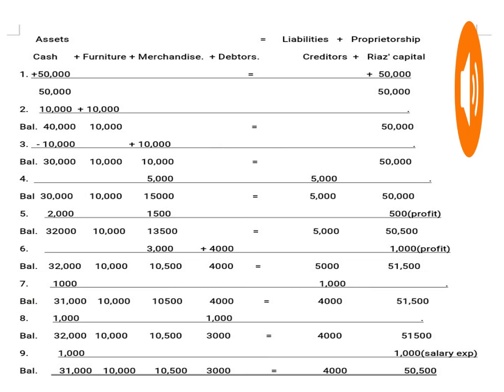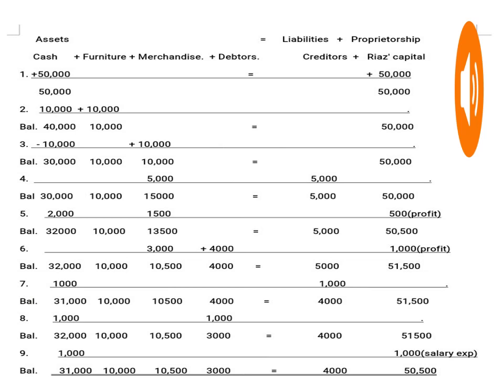Now we put the values in the accounting equation. As you see on the screen, we write in cash account rupees 50,000, and on the other side we write Riaz capital rupees 50,000. The effect of this transaction is that the accounting equation is still balanced. Debit side is equal to the credit side.